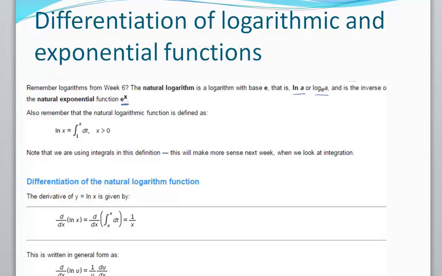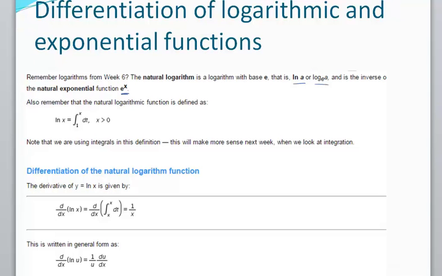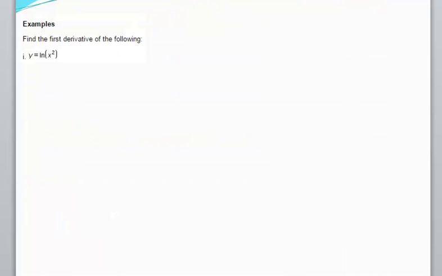We write it in general form, and this is the format that we'll see often. So d on dx of the natural logarithm of u is equal to 1 over u multiplied by du on dx. So we have some examples here. We'll start by writing the relevant formula at the top: d on dx of ln u is equal to 1 on u, du on dx.